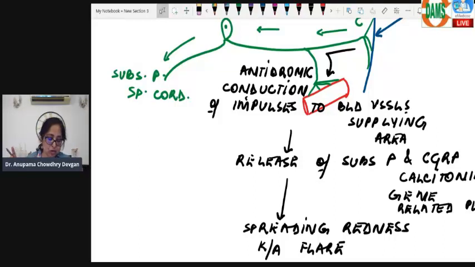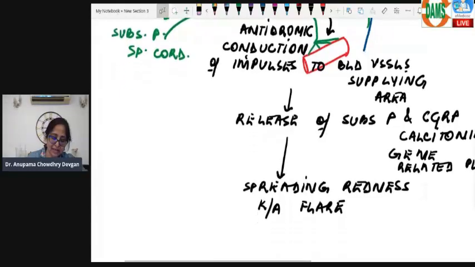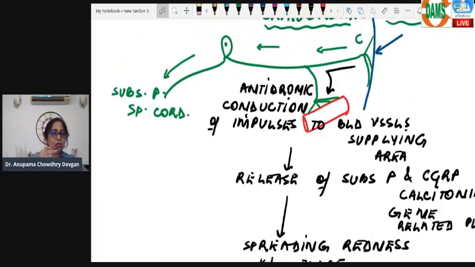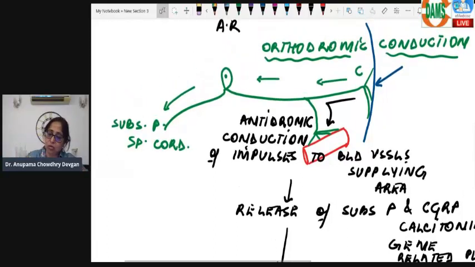Antidromic means opposite direction. Ortho means towards the spinal cord. So this is what is known as your flare response. Antidromic, opposite direction; dromic is conduction. Anti means opposite. Orthodromic means straight, towards the spinal cord. Anti is opposite direction.